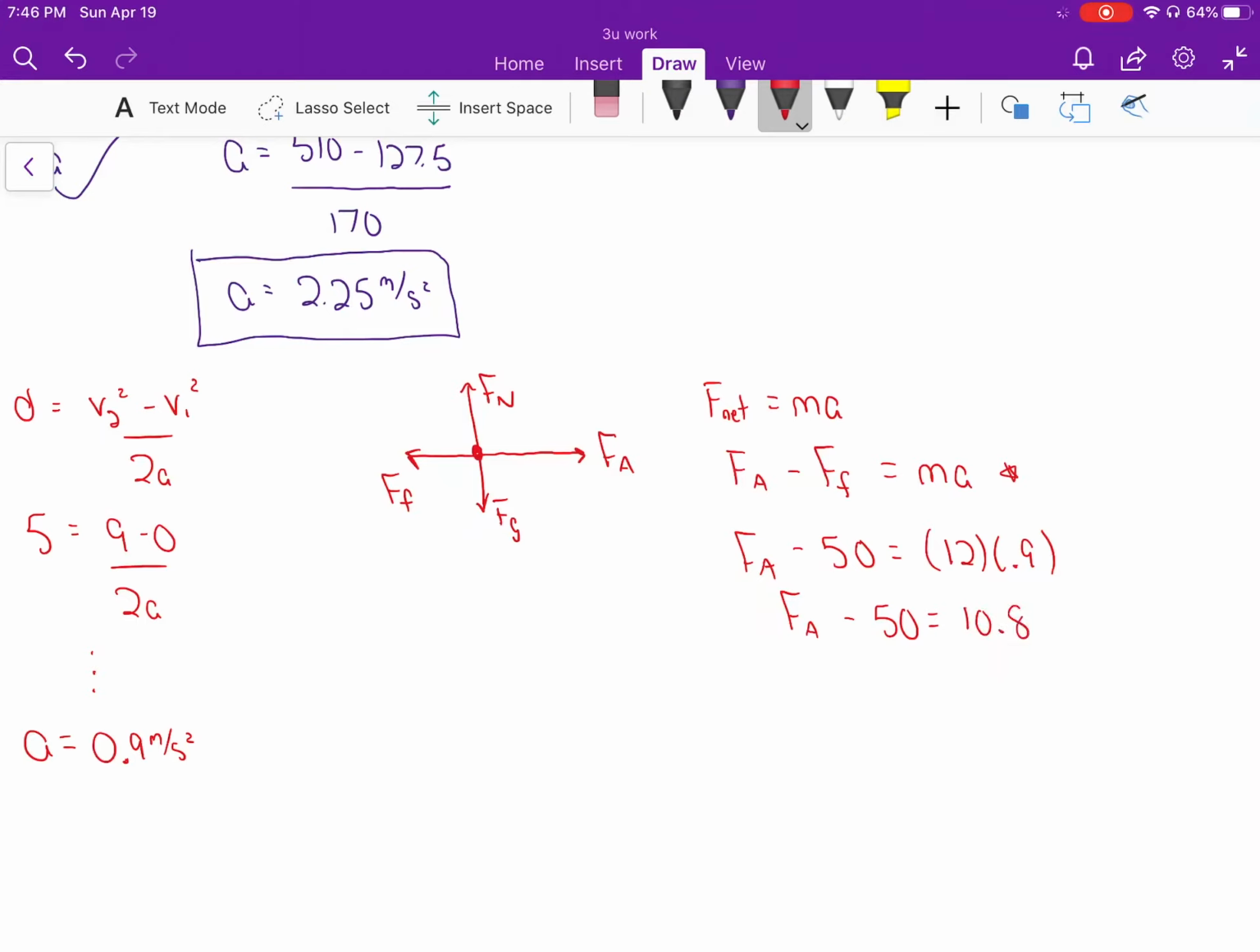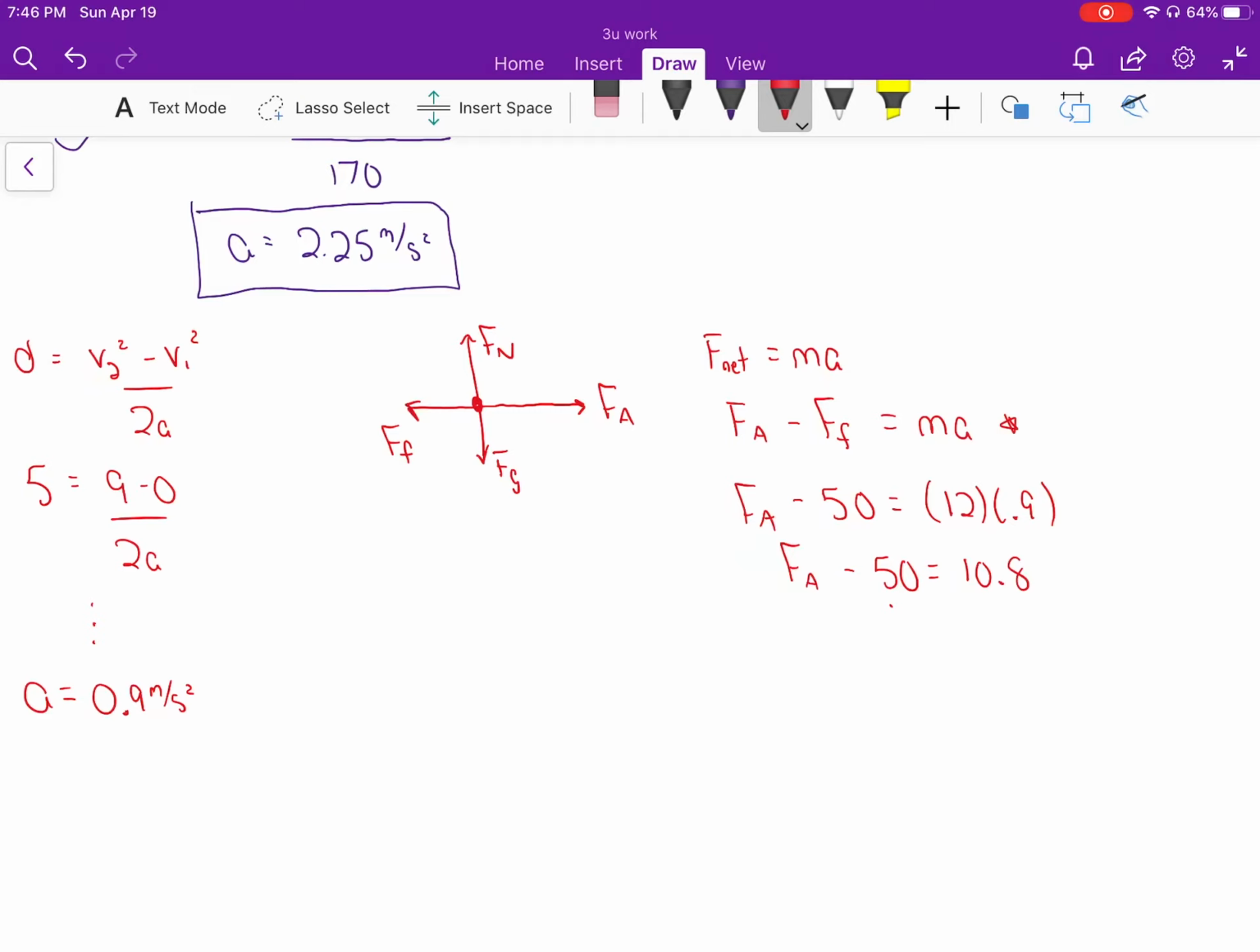Basically what this is saying is that the F applied has to be 50 larger than the M times A value, 10.8 in this case. If we flip the 50 to the other side, we get F applied equals 10.8 plus 50, which is 60.8. The magic of Newton's second law in metric, that's a number that's going to be in newtons because it's a force.